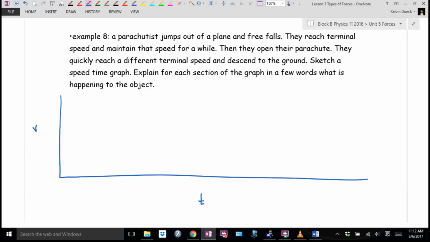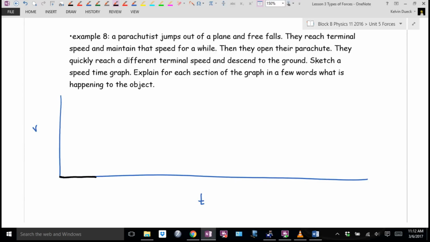When I'm sitting in the airplane before I jump, what's my vertical speed? So there should be some amount of time where my speed is 0. Now, really, that should be like 15 or 20 minutes long, however long it takes to get to the altitude properly, but we'll just draw a short chunk. Then I jump. What happens to my speed?